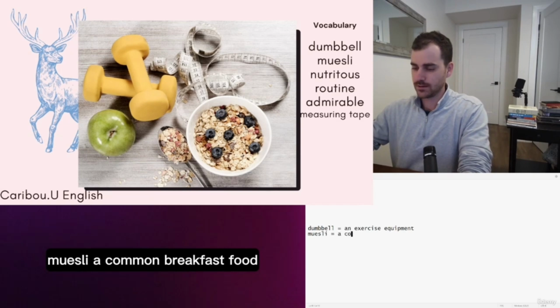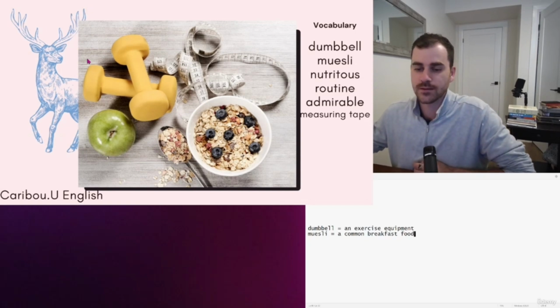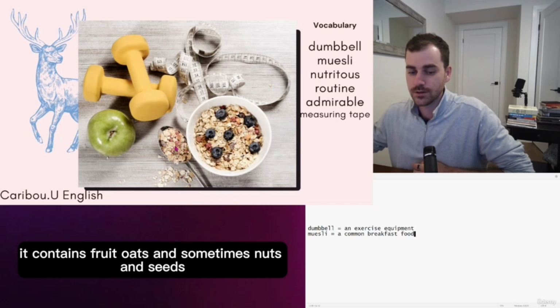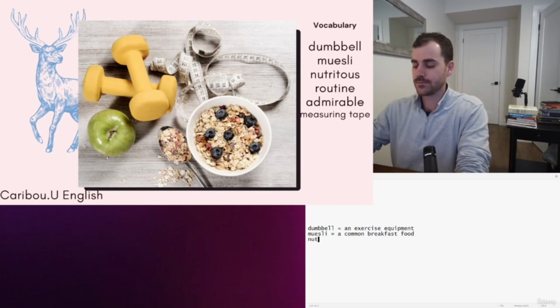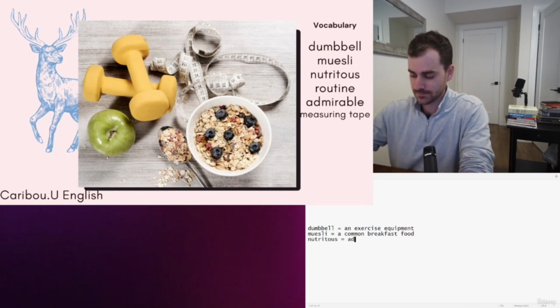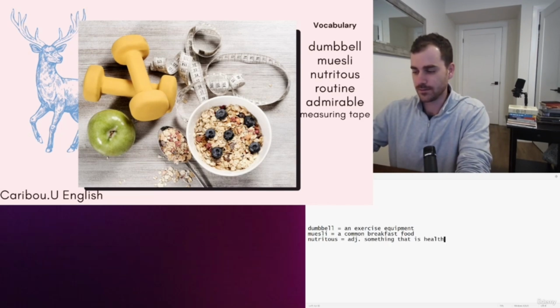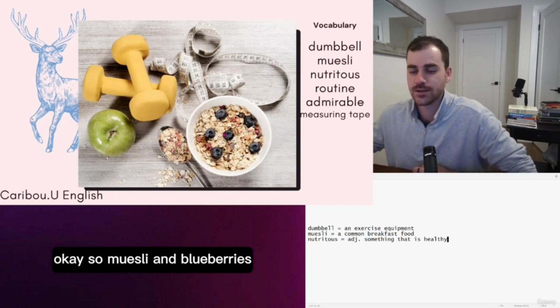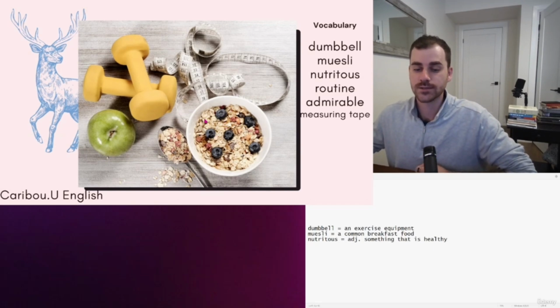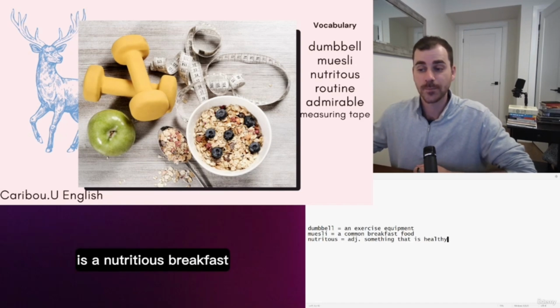Muesli, a common breakfast food. Muesli. It contains fruit, oats, and sometimes nuts and seeds. Nutritious. An adjective. It means something that is healthy. Okay, so muesli and blueberries is a nutritious breakfast.